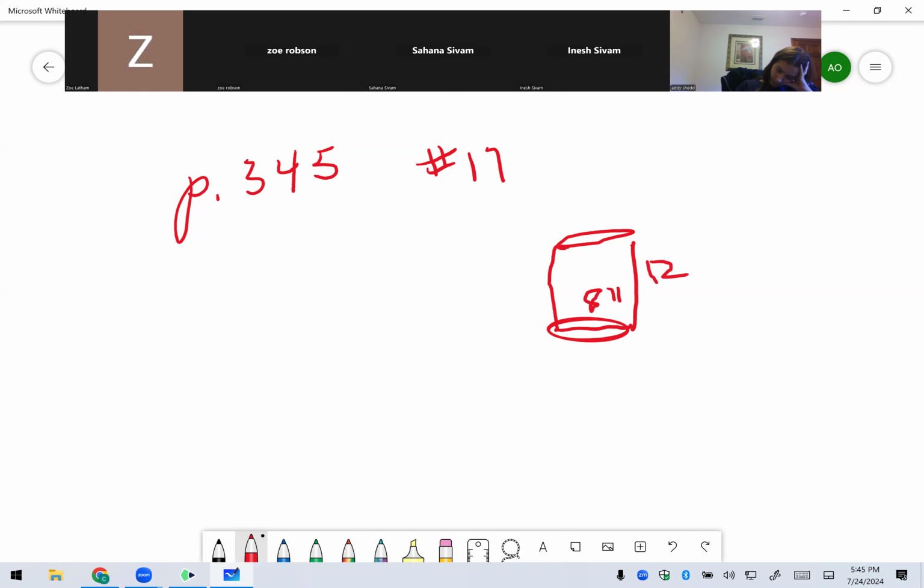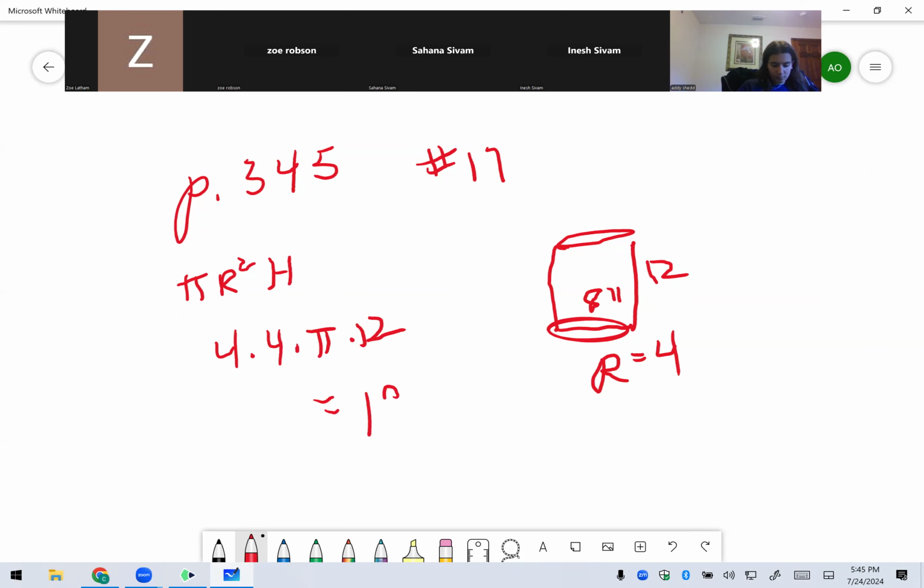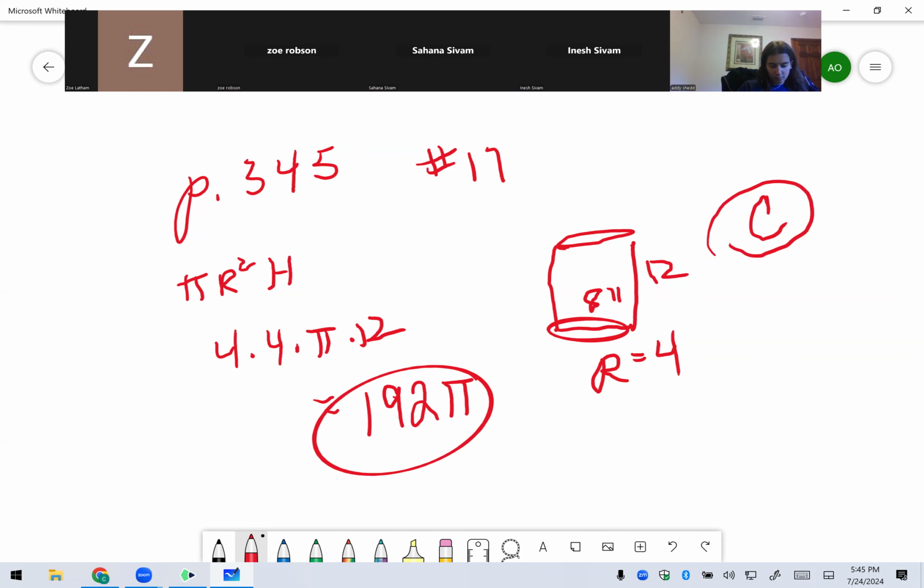So they give us the formula for a cylinder. It's just pi r squared h. So the radius will be 4. And they leave it in terms of pi. So it's 4 times 4 times pi times 12, which is 192 pi, which is answer choice C.